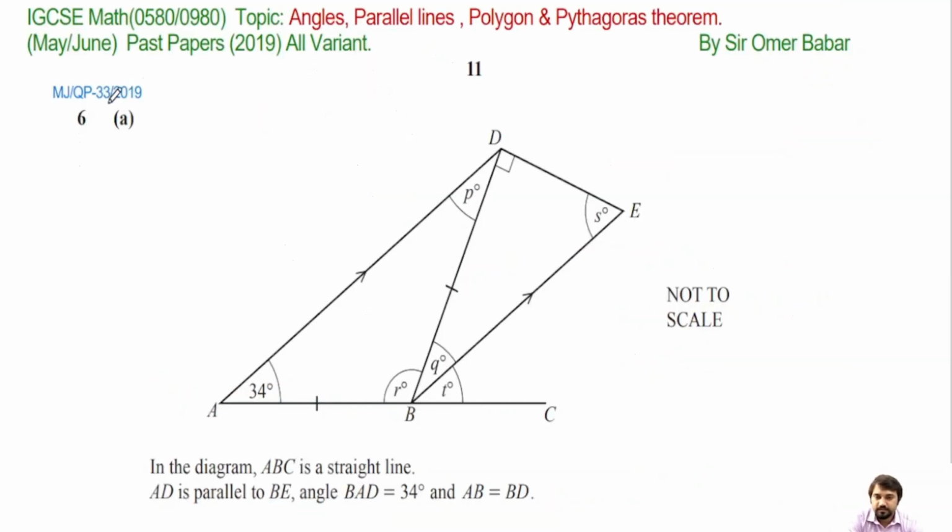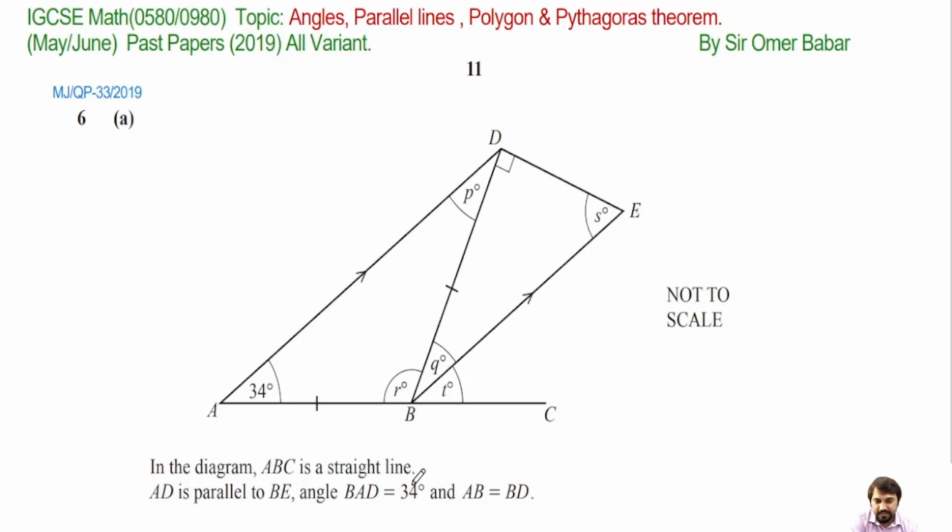Question 6 again appeared in 2019. The paper was 3 and the variant was also 3. We have this diagram. Just look at it. We have 2 parallel lines, AD and BE. In the diagram, ABC is a straight line. Where is ABC? This one, ABC, straight line. AD is parallel to BE. Again this AD is parallel to BE.